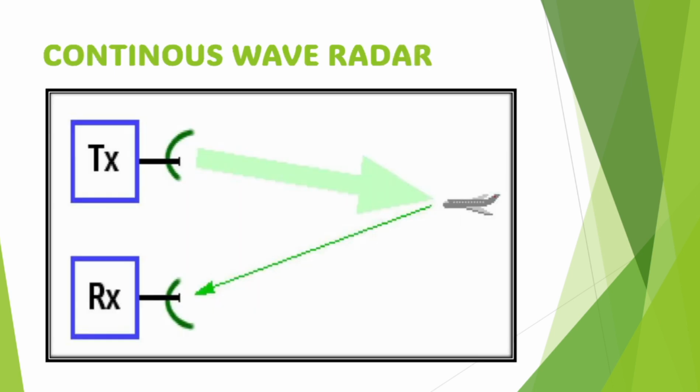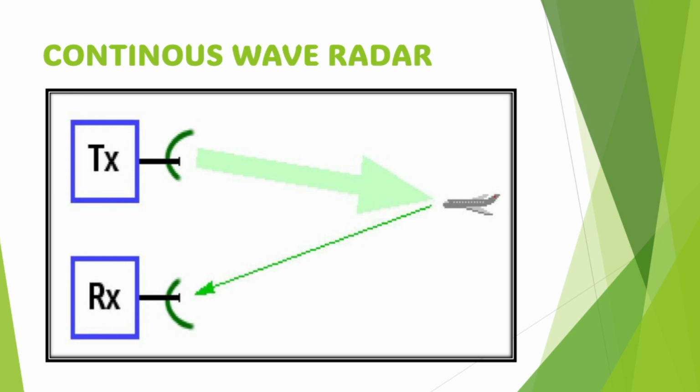Next, this is the block diagram of the continuous wave radar. Here the main components of the continuous wave radar are the transmitter, the receiver, an indicator, and the last one is the moving target. Here the aircraft is the moving target.